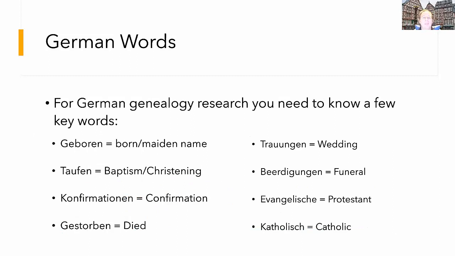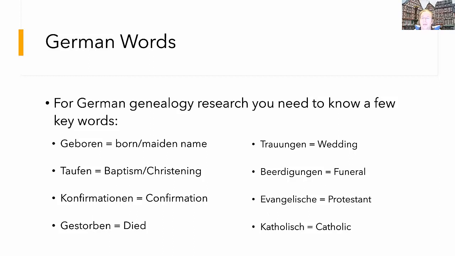And when you start looking at the German genealogy research, the key words that you need, things like geboren, being born or the maiden name of, Taufen, the baptism or the christening, the confirmation, gestorben is died, Trauungen is the wedding, Beerdigungen is the funeral, Evangelisch are the Protestant and Katholisch are the Catholic records.